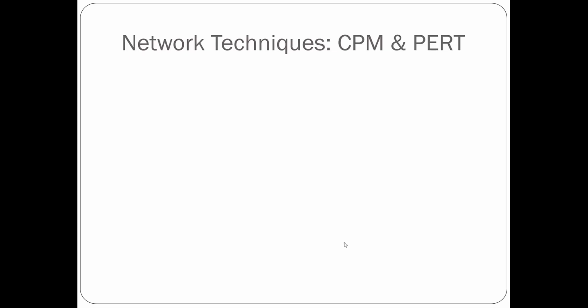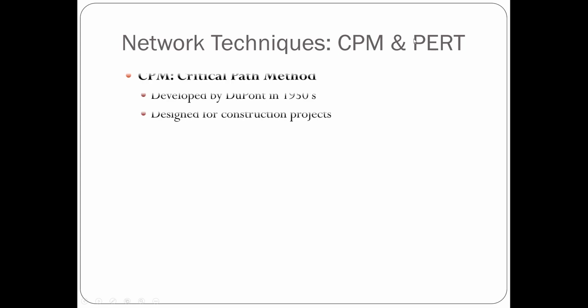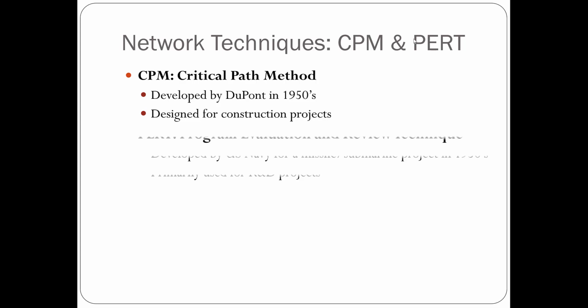So if we talk about the network technique, we mainly refer to the CPM and the PERT. CPM is called the critical path method, which was developed by DuPont Company in the 1950s. And this method was originally designed for construction projects, but later applied widely in project management, regardless of the field.